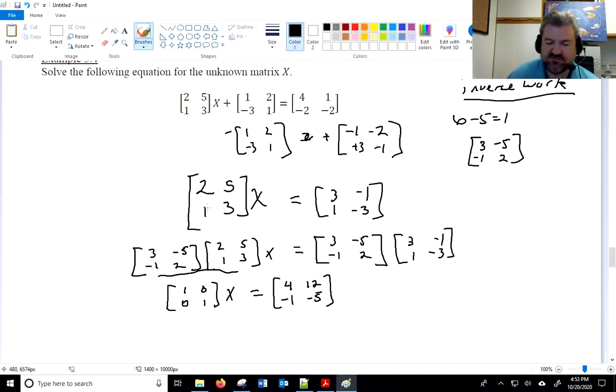So what does this tell us? Well, we know from yesterday's lesson it doesn't matter what side the identity matrix is on. If you multiply 1, 0, 0, 1 times matrix X, you will get the same matrix. As long as X is a 2 by 2 matrix, this will give you X back. So this is just X. But then over here, we have 4, 12, negative 1, and negative 5. That's saying that that was what our X must be.